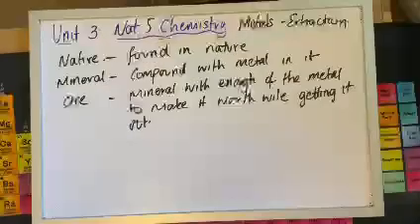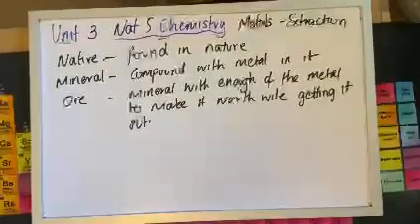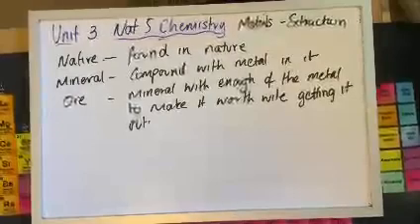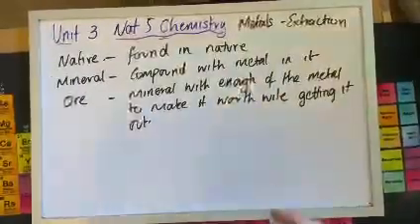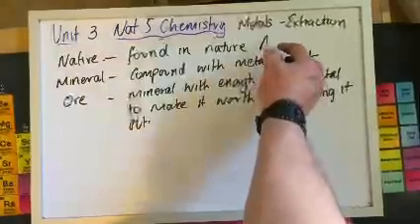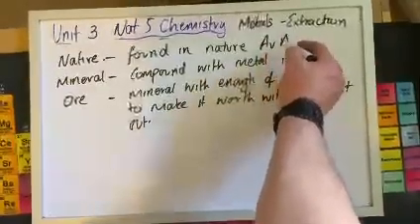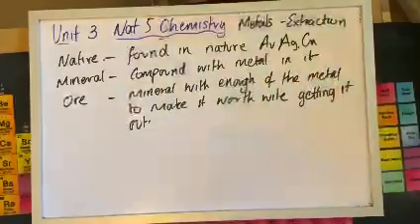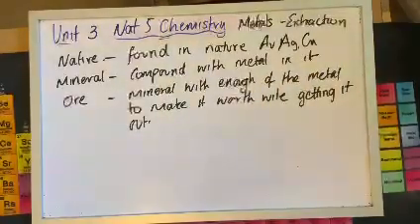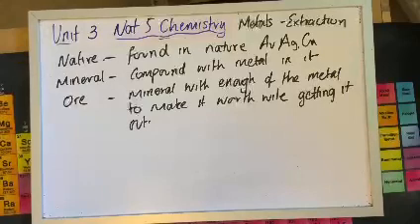Metal extraction. There's three ways that you start looking at metals. One, you can find metals native. These are things like gold, silver, sometimes copper. Right? You find them as the metal, not combined with anything else. You can find minerals. Now, mineral is a compound with the metal in it, but it's not necessarily got enough of the metal in it to make it worthwhile getting it.